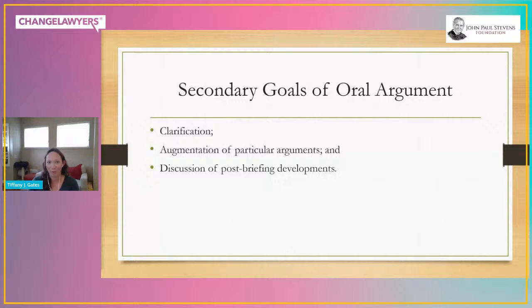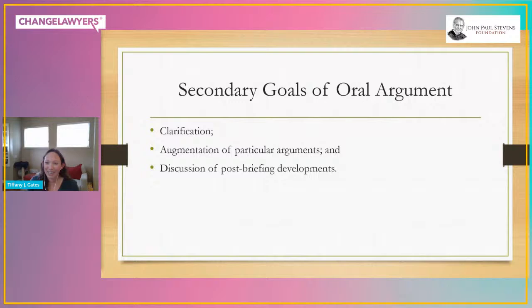And I'll suddenly think of this really brilliant hypothetical that just perfectly illustrates a point I was trying to make in my briefing. Now, I'm not raising a new point by doing that, but the hypothetical can really help bring a point that I did make home for the court. So oral argument is a chance to augment my arguments by presenting that hypothetical, for example. So you want to keep that in mind as well when you're preparing for oral argument.